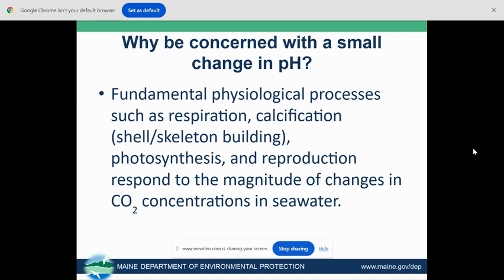Breathing, creating glucose through photosynthesis, reproduction, making new organisms, calcification, like the building of their bodies. All of these things are affected by small changes in pH.